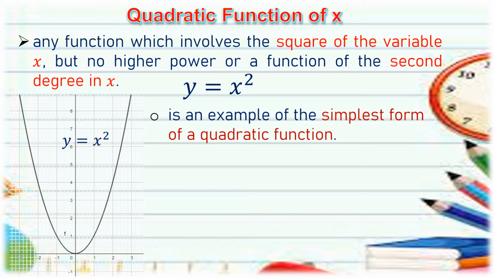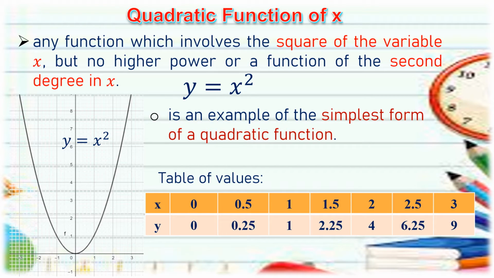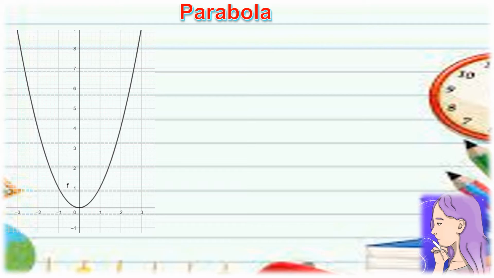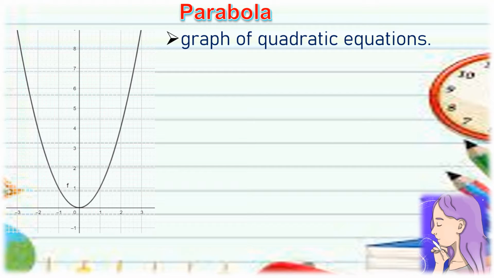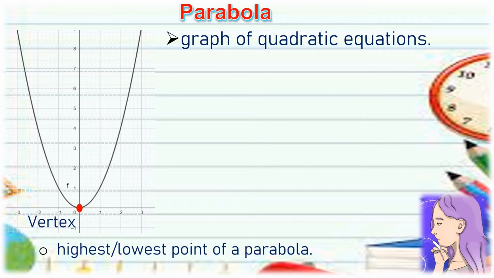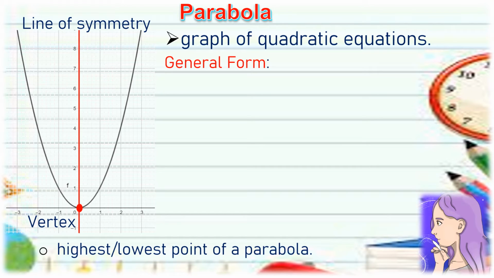And before you can graph any parabola, which is the graph of a quadratic function, you need to have the table of values. So we have the parabola. A parabola is the graph of quadratic equations or quadratic functions. This is the vertex, and the vertex is the highest or the lowest point of a parabola, because sometimes a parabola opens downward. In our example, it opens upward. And we have the line of symmetry. The line of symmetry divides the parabola into two equal parts.